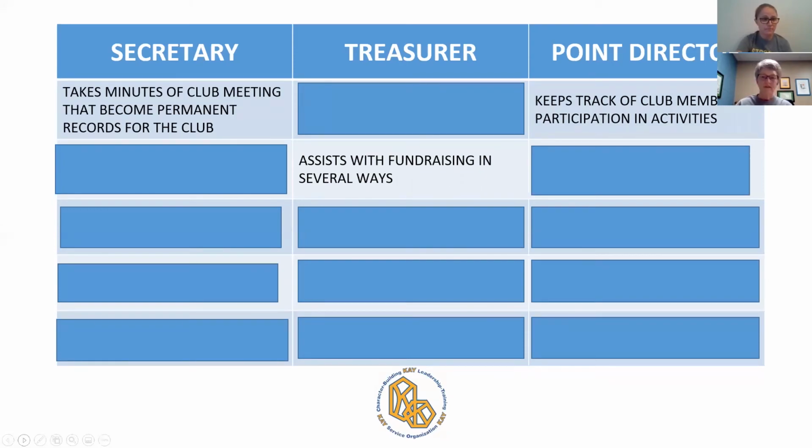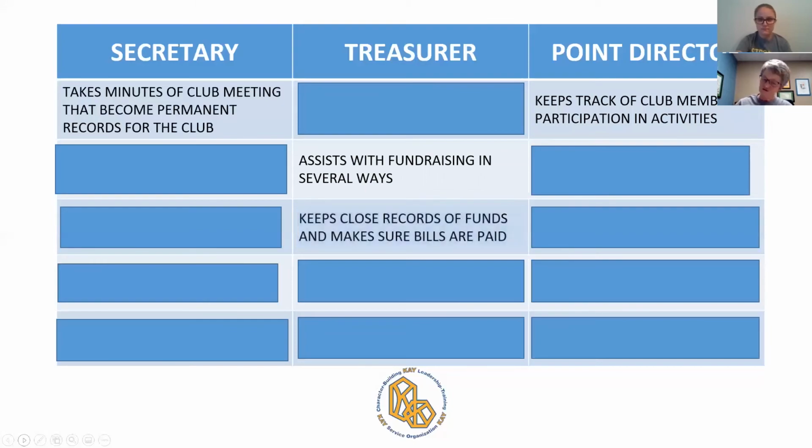Okay. The next statement says keeps close records of funds and makes sure bills are paid. That job does belong to the treasurer. So there again, you're going to know as the treasurer what kinds of bills need to be paid, but you're probably not going to actually write that check. So here's another instance where you'll need to keep close contact with your school clerk or your school secretary, but your job is to make sure that everything is paid on time.